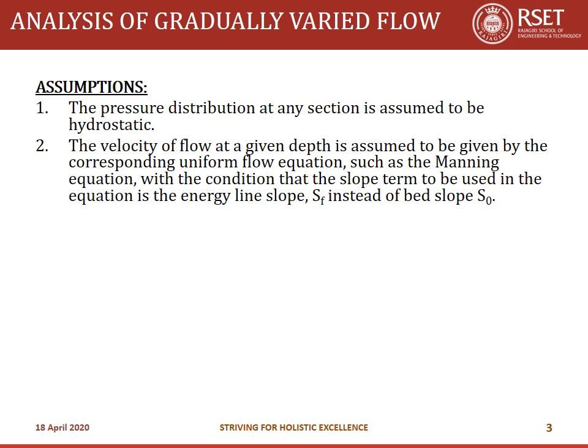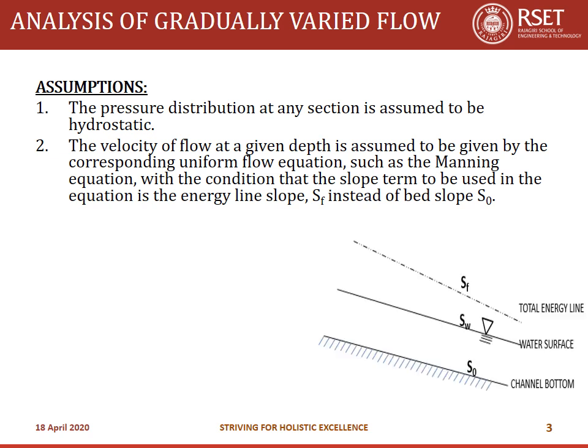So you might not be able to decipher this just by reading the statement, so I'll explain it to you using the equation. This is the figure that gives you the three different slopes of an open channel flow. S0 is the slope associated with the channel bottom, SW is the slope associated with the water surface, and SF is the slope associated with the total energy line.